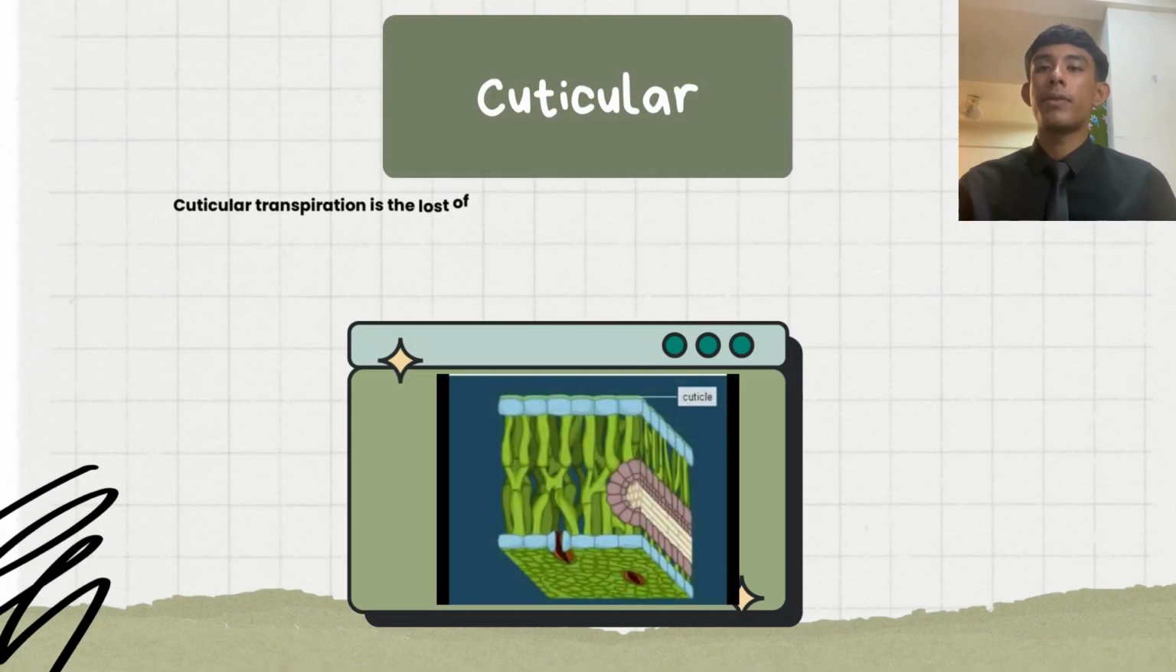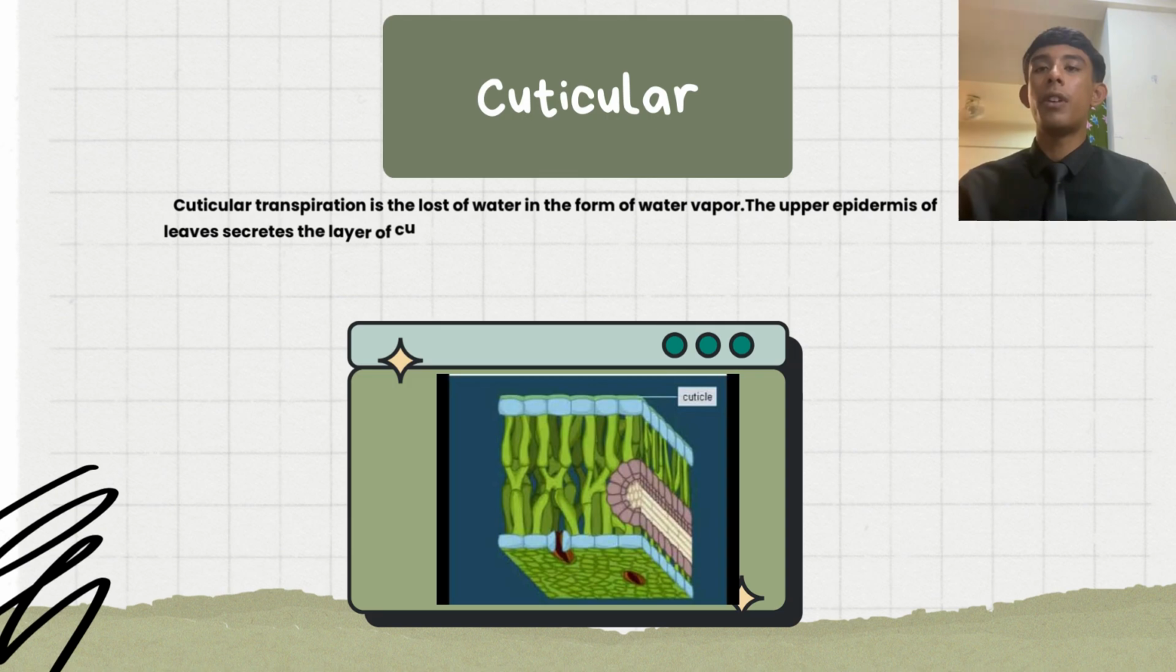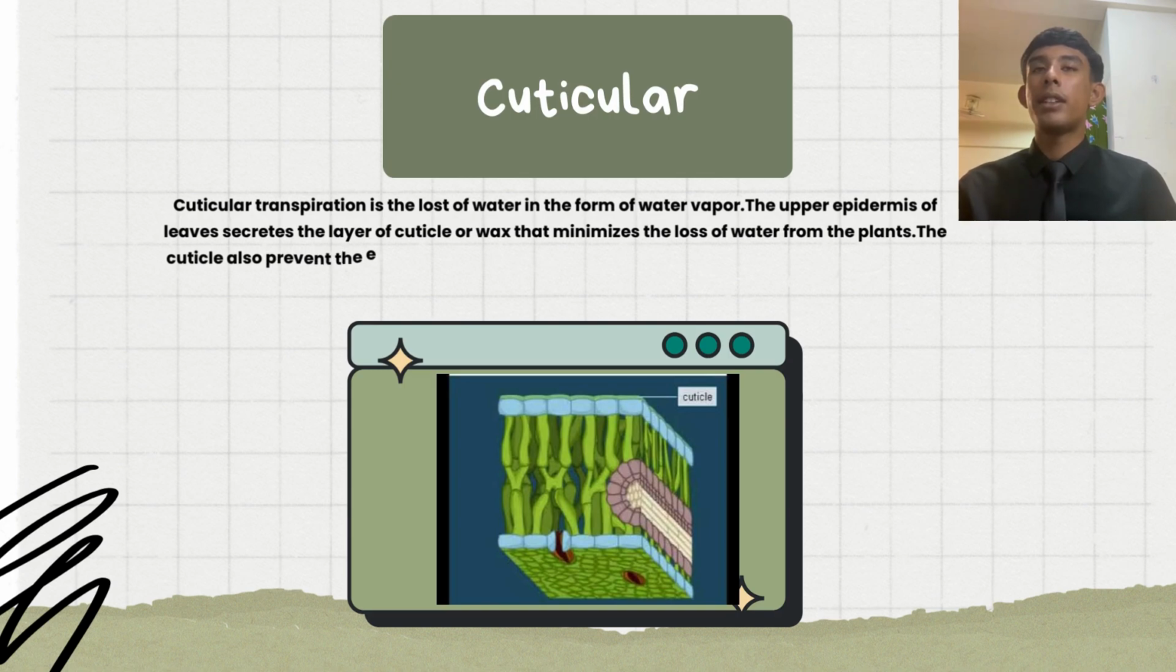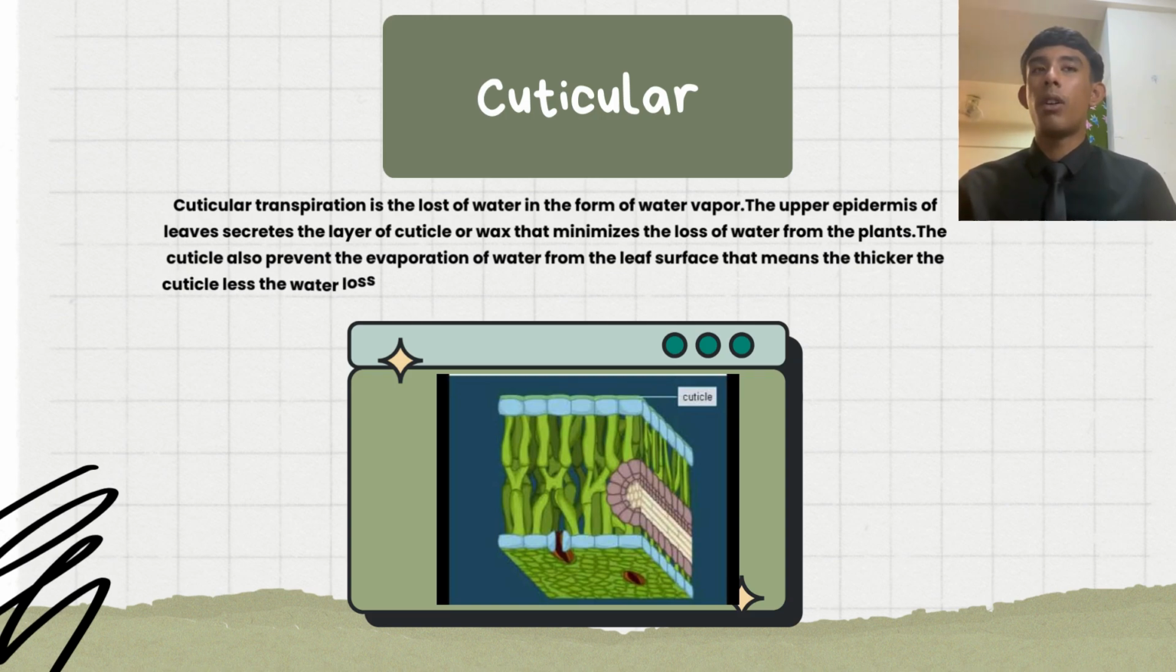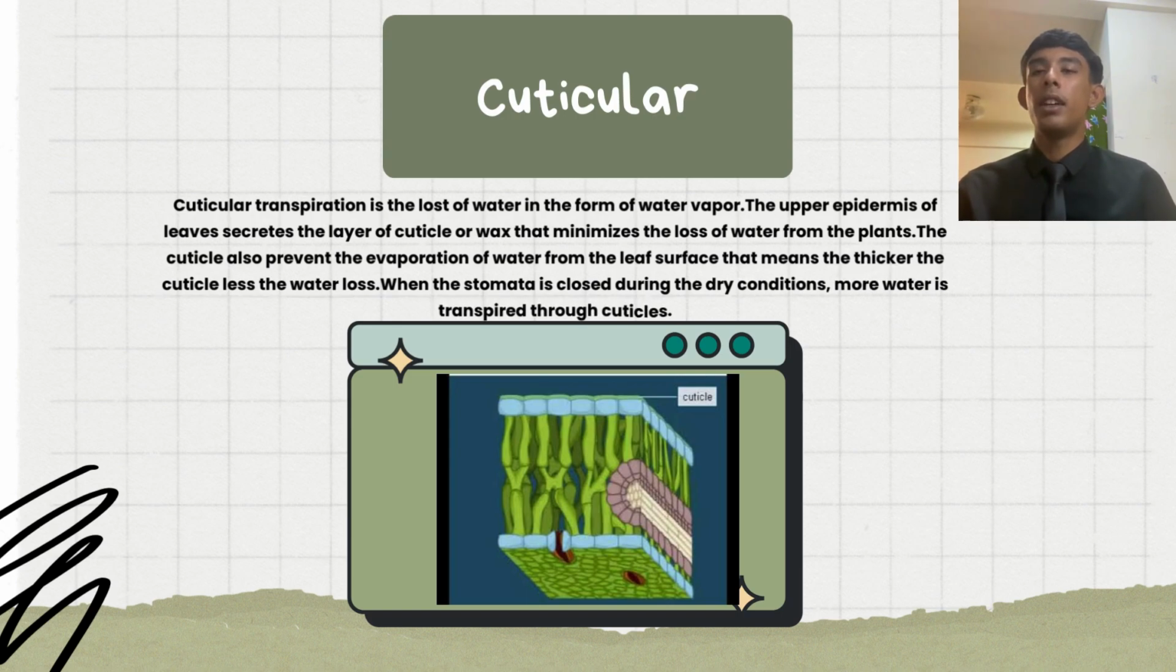Cuticular transpiration. Cuticular transpiration is the loss of water in the form of water vapor. The upper epidermis of leaves secretes a layer of cuticle, or wax, that minimizes the loss of water from the plant. The cuticle also prevents the evaporation of water from the leaf surface. That means the thicker the cuticle, the less the water loss. When the stomata are closed during dry conditions, more water transpires through the cuticle.